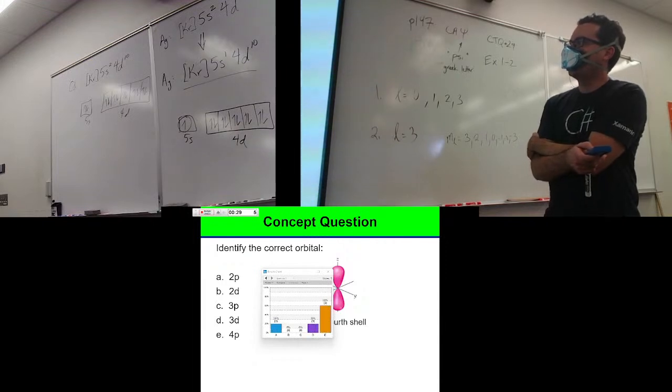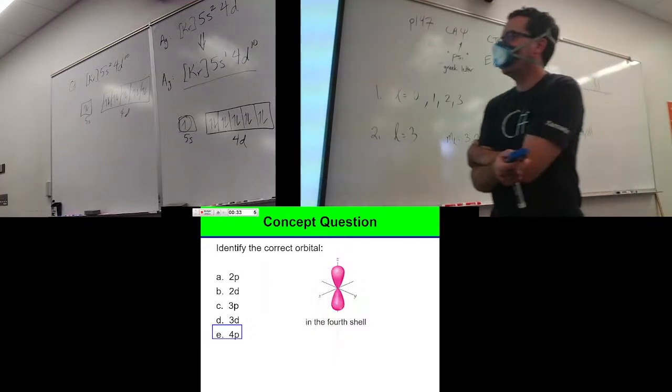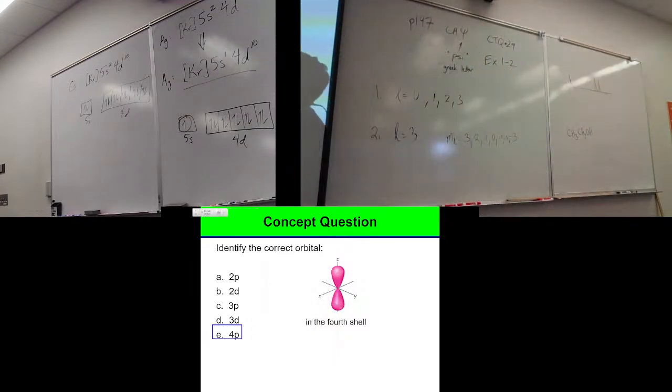we have a couple votes for all over the place, but most people say E, and it is E. So this is definitely a p orbital. How do we know? Well, one, it's that general shape, the two lobes. If you weren't sure, a single nodal plane cuts it. That's identifying a p orbital as well. And this is in shell 4, so it's a 4p orbital.